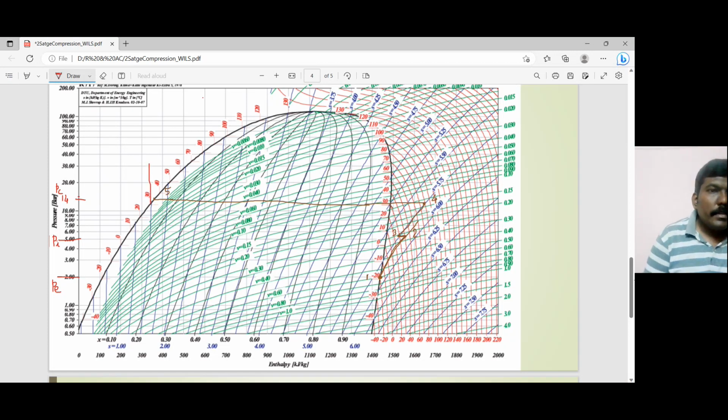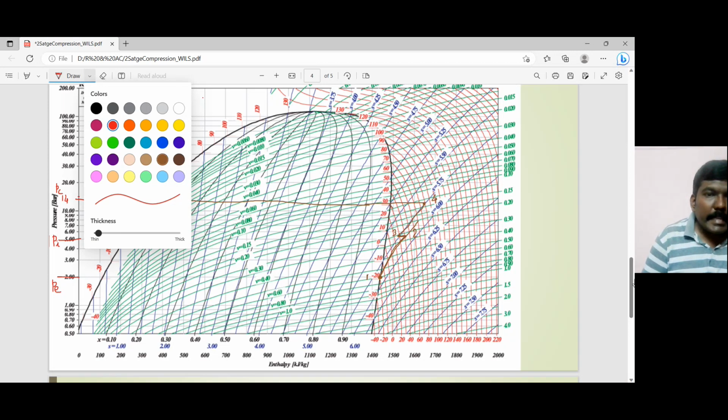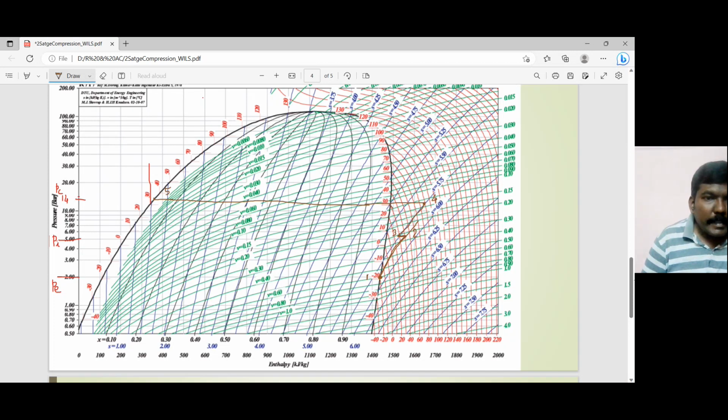Okay. So when I extend it, the problem statement tells us that it is subcooled to 30 degrees centigrade. So this point on the saturated liquid line is phi, and when I extend to 30 degrees centigrade, that is going to be point number 6. Okay, so this is phi and this is 6. Then from here drop a perpendicular till it reaches the 2 bar pressure line. So this is my point number 7.